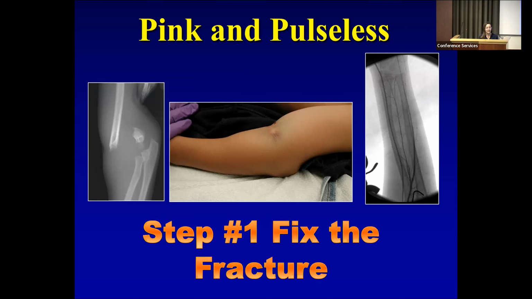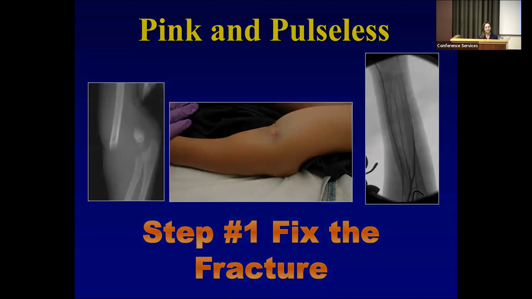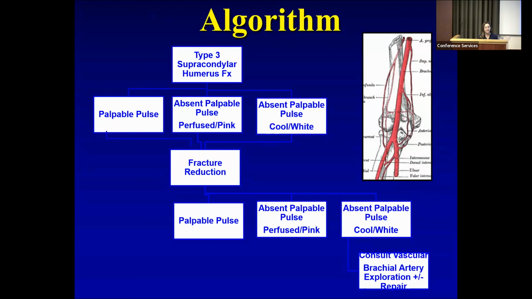But step number one, either way, we have an x-ray like this, a child like this that's swollen. Step number one is that we're going to fix the fracture. Our question for us to decide is how urgently this child needs to go. So we're going to fix the fracture in about half of the kids, about 50%, if they didn't have a pulse when they arrived, just by us fixing the bone, the pulse comes back.